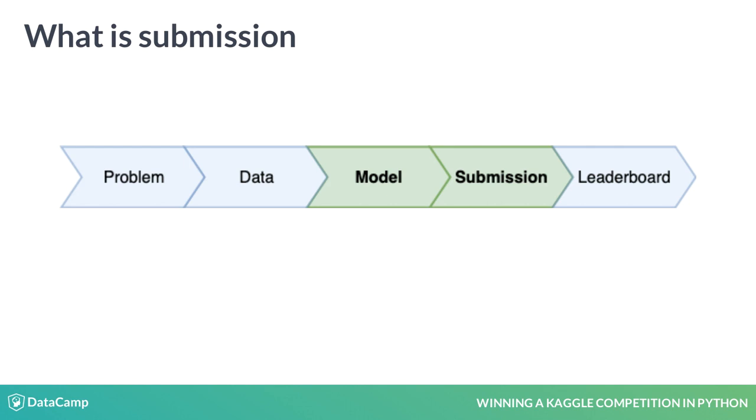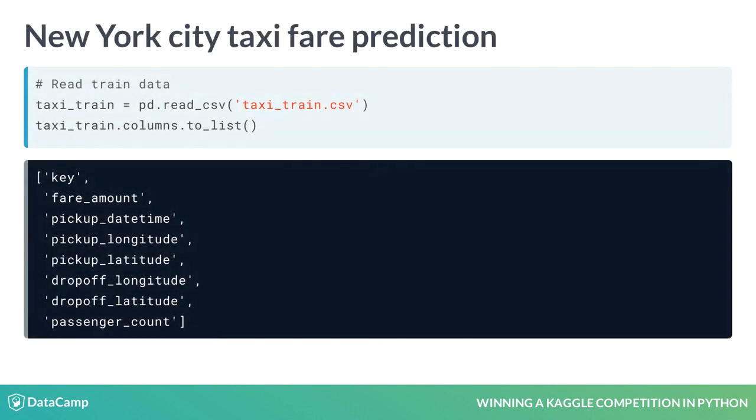Submission is usually a CSV file that contains our test predictions and is submitted to the Kaggle platform. Kaggle internally measures the quality of the predictions and shows the results on the leaderboard. We will talk about the leaderboard in the next lesson. We will again work with the taxi fare prediction problem.